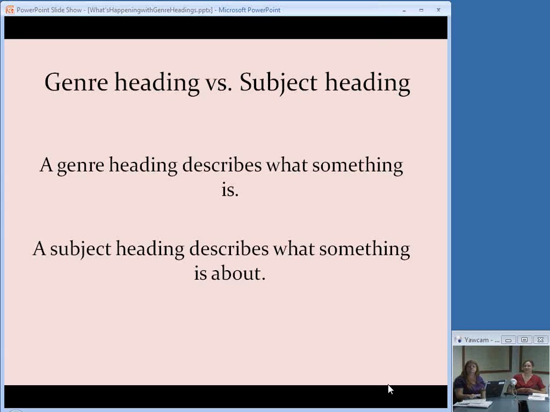By contrast, subject headings for The Lord of the Rings, what it is about, would be, I don't know, Frodo Baggins, gold rings, epic journeys. I don't know if that's even an authorized subject heading, but those are the type of things that describe what the movie is about rather than what it is. So that's the basic thing to wrap your head around with genre headings. We're talking about what it is, what type of category of content it belongs to.